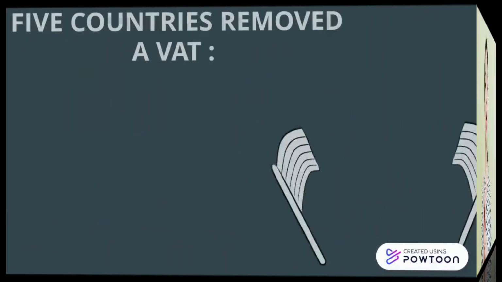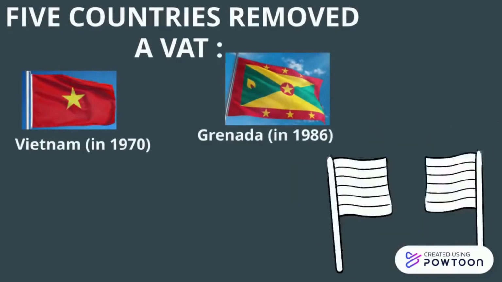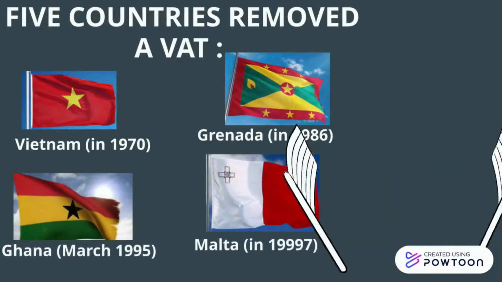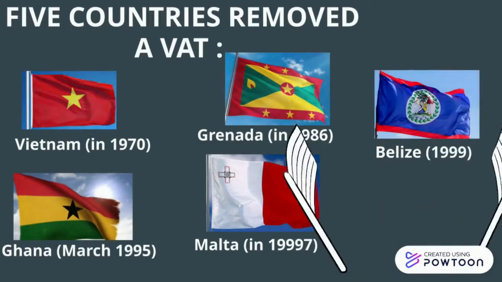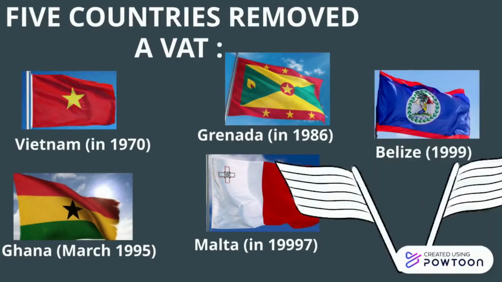Finally, and with obvious implications for the perceived effectiveness of the tax, only 5 countries have ever removed a VAT. The first one is Vietnam in the 1970s, Grenada introduced it in 1986 and gradually dismantled it, Ghana introduced it in March 1995 and removed it 2 months later. Malta introduced it in 1995 and removed it in 1997, and lastly, one introduced in 1996 and removed in 1999. So, there are 11 reasons why VAT is very important to be imposed.